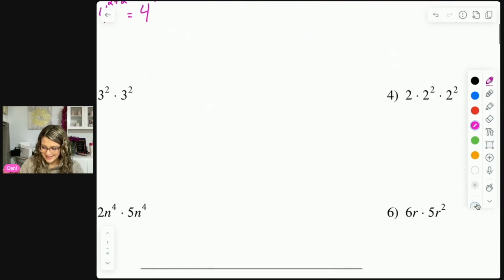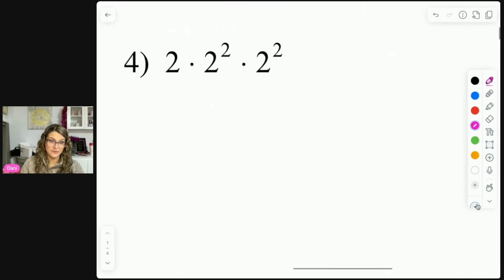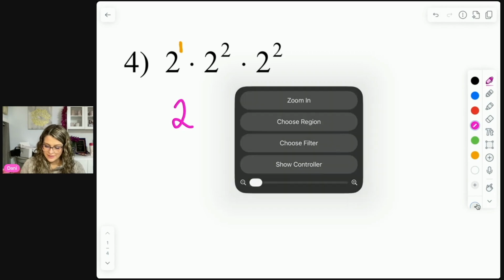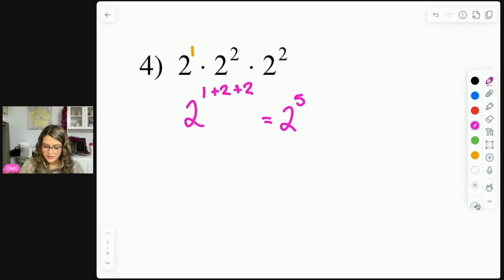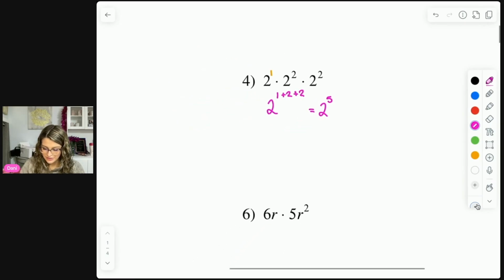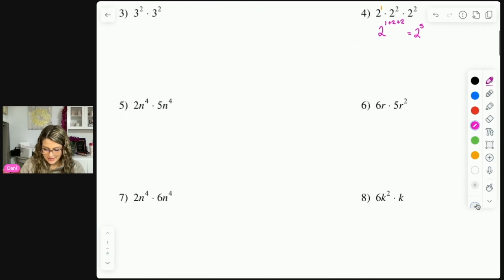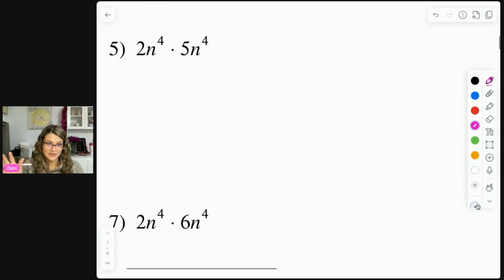All right, well, let's get into something a little more interesting, like example 4. Now, again, do they have the same base? Yes. But what happens when there's not an exponent there? Dun, dun, dun. There's a cute little 1. So we're going to keep our base, and then we're going to add our exponents. You technically don't have to write that step where you're showing the exponents being added, but just for this video, I will a little bit till you get comfortable. Okay, so we have 2 to the 5th. Not too shabby.